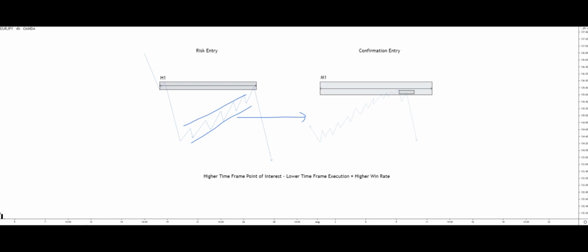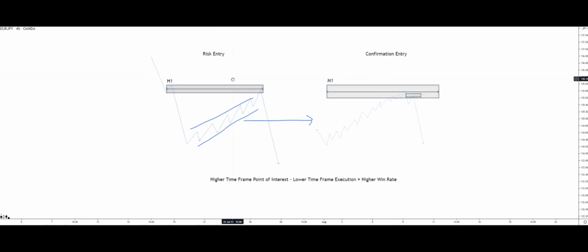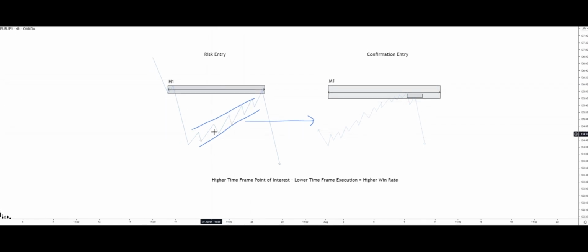Now they're both similar in terms of higher time frame point of interest. However, once price comes back to the point of interest, that's when you would go down to the 1 minute time frame or whatever time frame and look for your confirmation entry. Okay, so if we're on an H1 time frame here and we're looking to sell from this supply zone, what price will do is create this complex pullback, substructure, minor structure breaks, and compression into our supply zone.